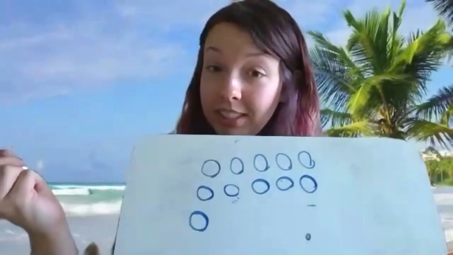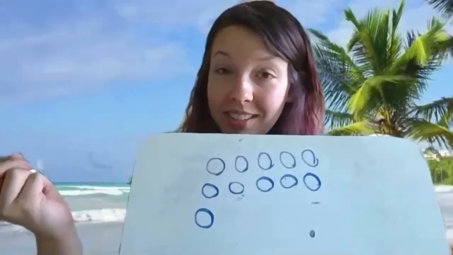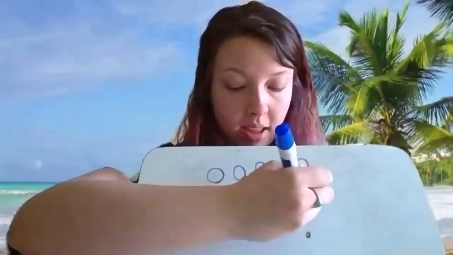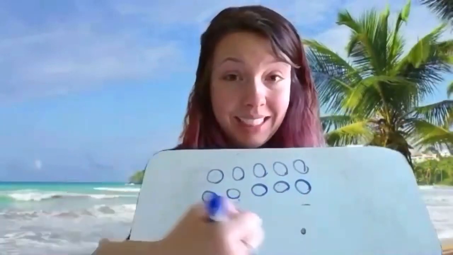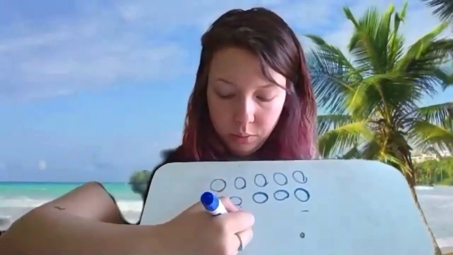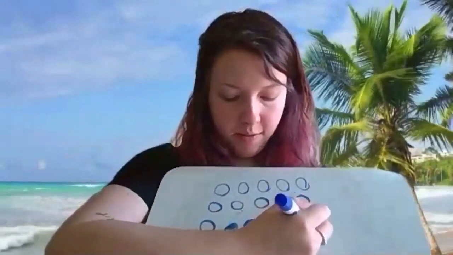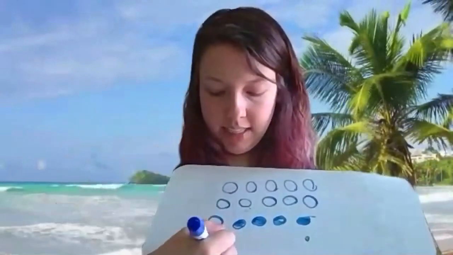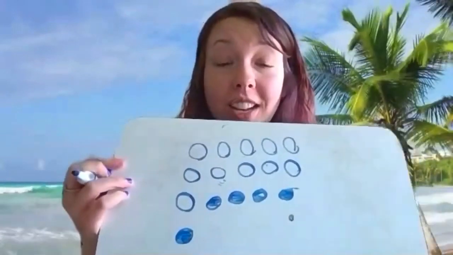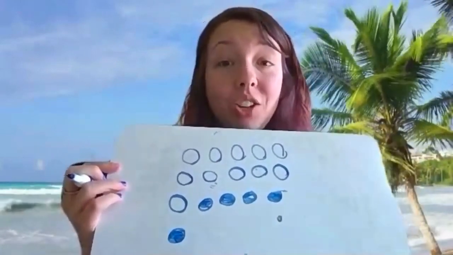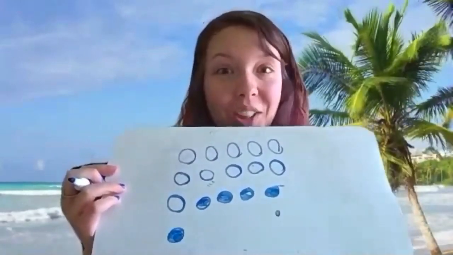Do you remember how many apples there were total? There were 16 apples total. So what we need to do is to draw and color in dots until we get to 16. We already have 11, so let's add on. 12, 13, 14, 15, 16. The circles that are white are the apples that were on the ground. The circles that are colored in are the ones that were on the tree.